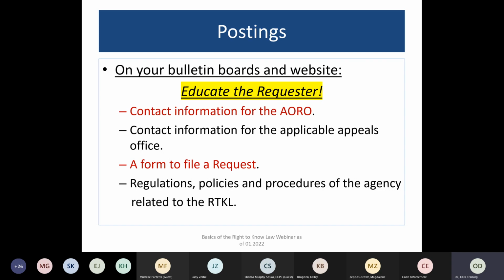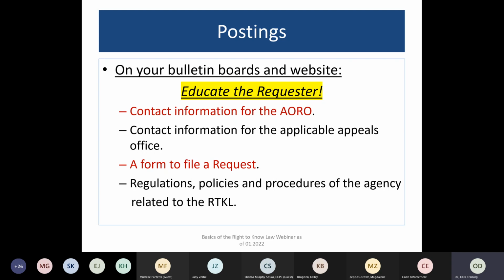Then you need to have a form available so that if that citizen doesn't have a form, you have one that you can give them if you're going to require them to fill one out. And then finally, list any of those regulations, policies, and procedures that your agency may have adopted locally in order to administer your right to know program. Okay, so fairly easy stuff.